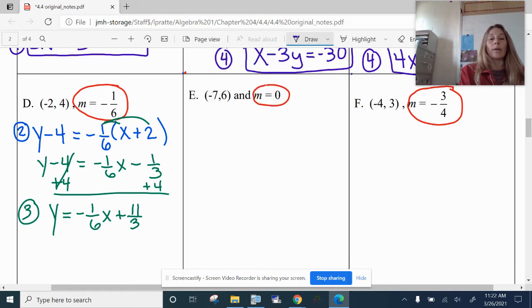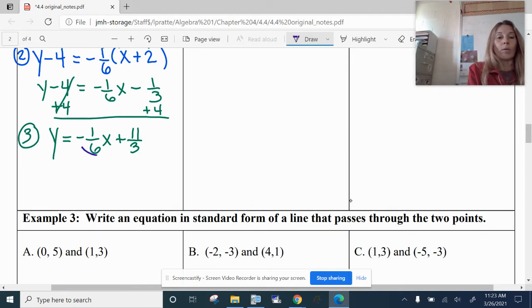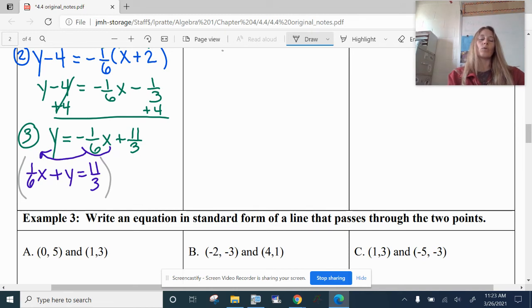Okay, now we have to put this in our standard form. So I'm going to move my 1/6 over to the other side, which will make it a positive 1/6 x plus y equals 11/3. Okay, so now I need to get rid of these fractions, but I have two different fractions. So do I multiply everything by 3 or do I multiply everything by 6? Well, think about it. 3 and 6 both need to cancel. So 3 and 6 will both go into what? They'll both go into 6. So that's what we need to distribute, a 6.